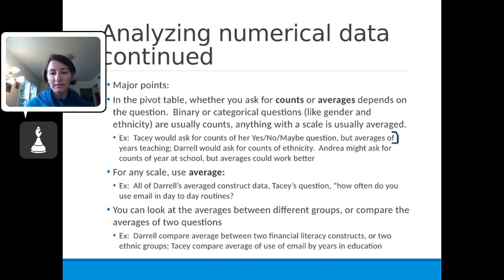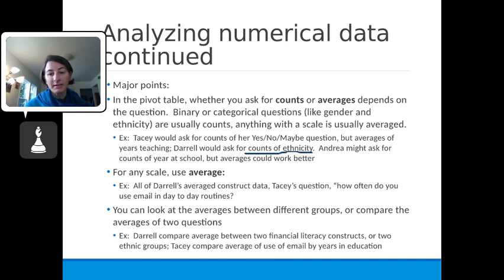Tacey, however, might want to get the average of her Likert scale in years teaching. So that'll download as 1, 2, 3, 4, 5, right? 1 being 0 to 2 years, 2 being 3 to 5 years, or whatever it is. So if you ask for an average, you might get 3.5, and then you can go back and interpret that as an average of 10 to 15 years, right?